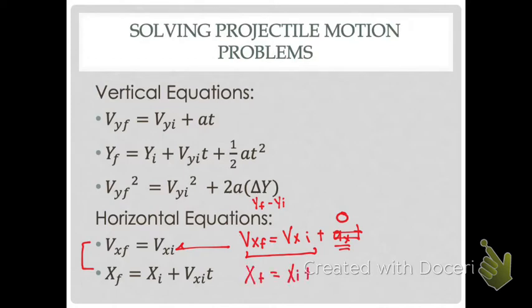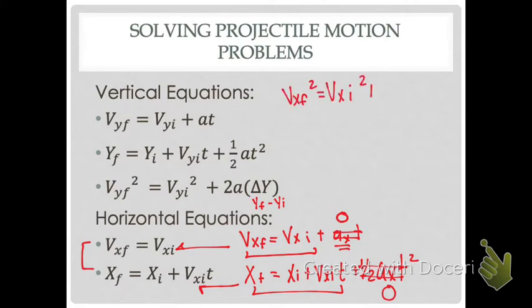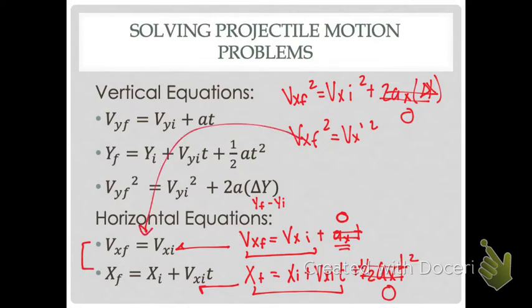X final equals X initial plus Vxi times t plus 1/2 Ax t squared. But what do we say Ax is equal to? 0. So that whole term drops out. So that's where the second equation comes from. If I take the third one, Vxf squared equals Vxi squared plus 2Ax times delta x. What do we say Ax is equal to? 0. So then I have Vxf squared equals Vxi squared. And isn't that the exact same thing as that?